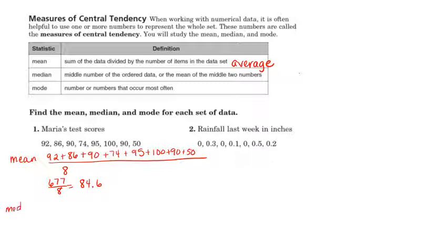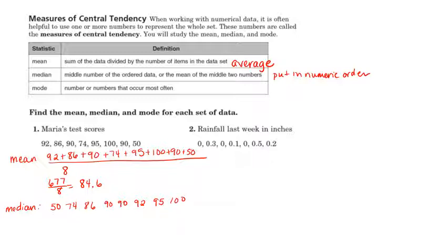For the median, we need to write our numbers in numeric order. So we want to find the middle number when the numbers are in numeric order. Okay, so let's do that. Let's see, our smallest one is 50. The next one up is 74. And then 86. And let's see, 90 and 90, that's twice. If it happens twice, you write it twice. Then we have 92, then 95, and then 100.